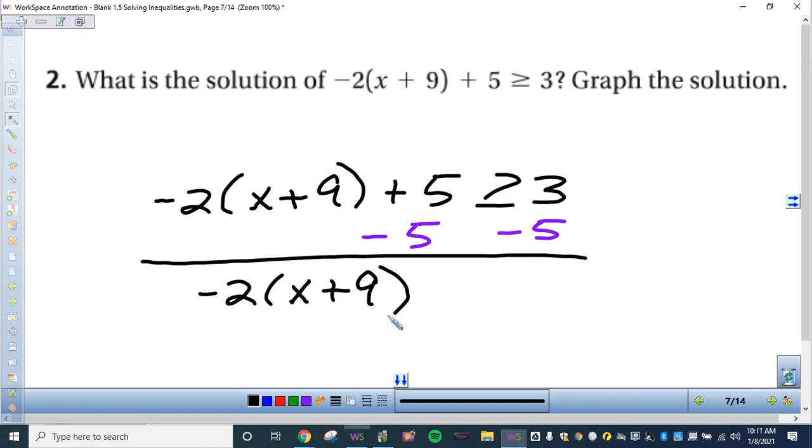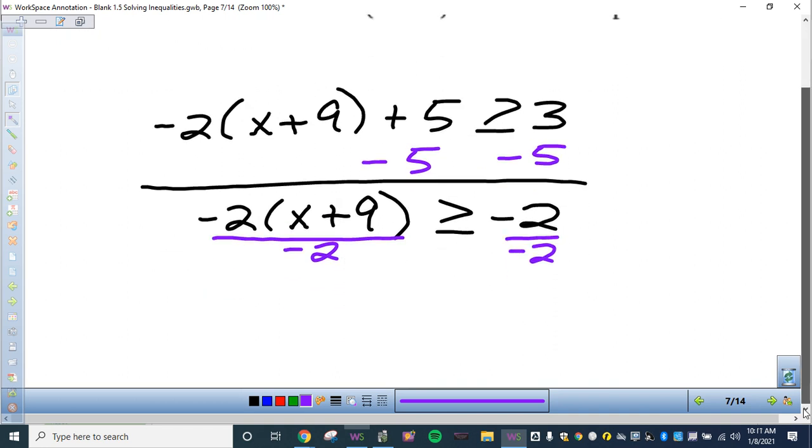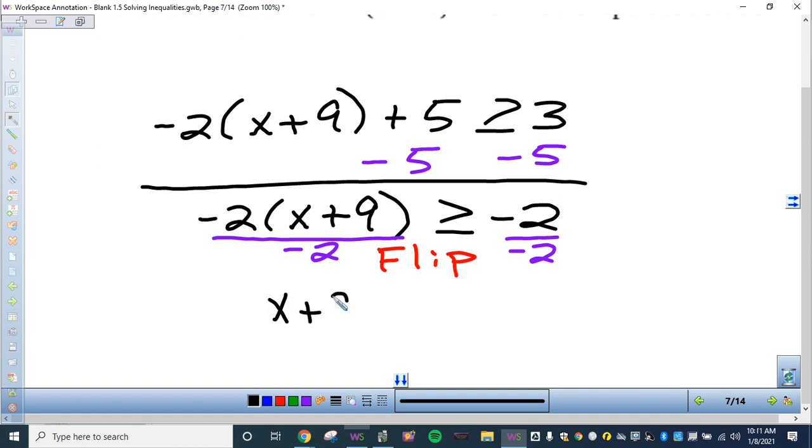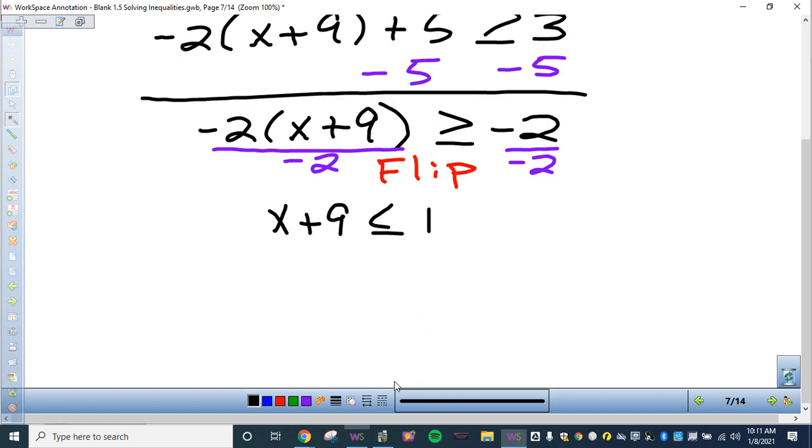So negative 2 times the quantity x plus 9 is greater than or equal to negative 2. So yes, I'm going to divide that negative 2 out. They're both even, they are both the same number. This makes it easier to divide. So I'm dividing by a negative, I need to flip the inequality. Write that stuff all the time so it gets into your brain so you remember to do things like flip the inequality. We get x plus 9 is less than or equal to positive 1.